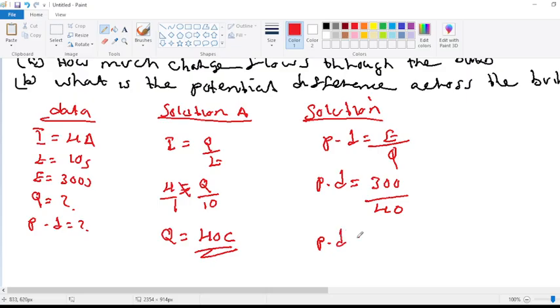So PD is equal to, you can cancel the zeros here. Okay, so now what is 30 divided by 4? You're going to have 7.5. So the voltage here was 7.5 volts. That was our PD. You are done with this question. So that's how we do some calculations.